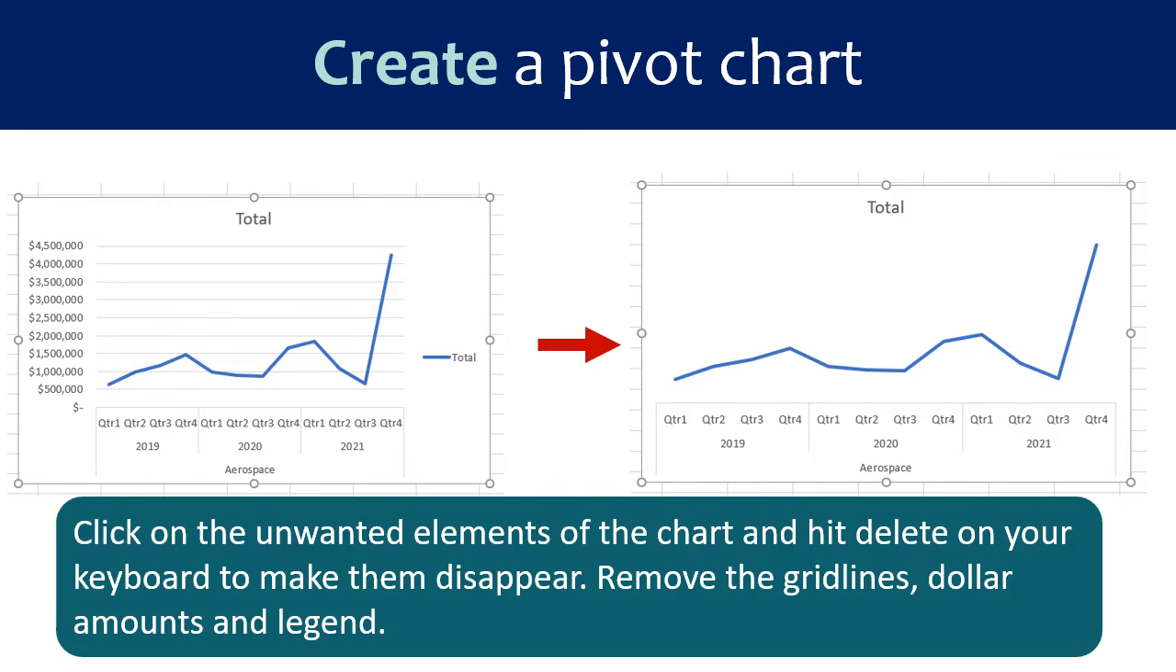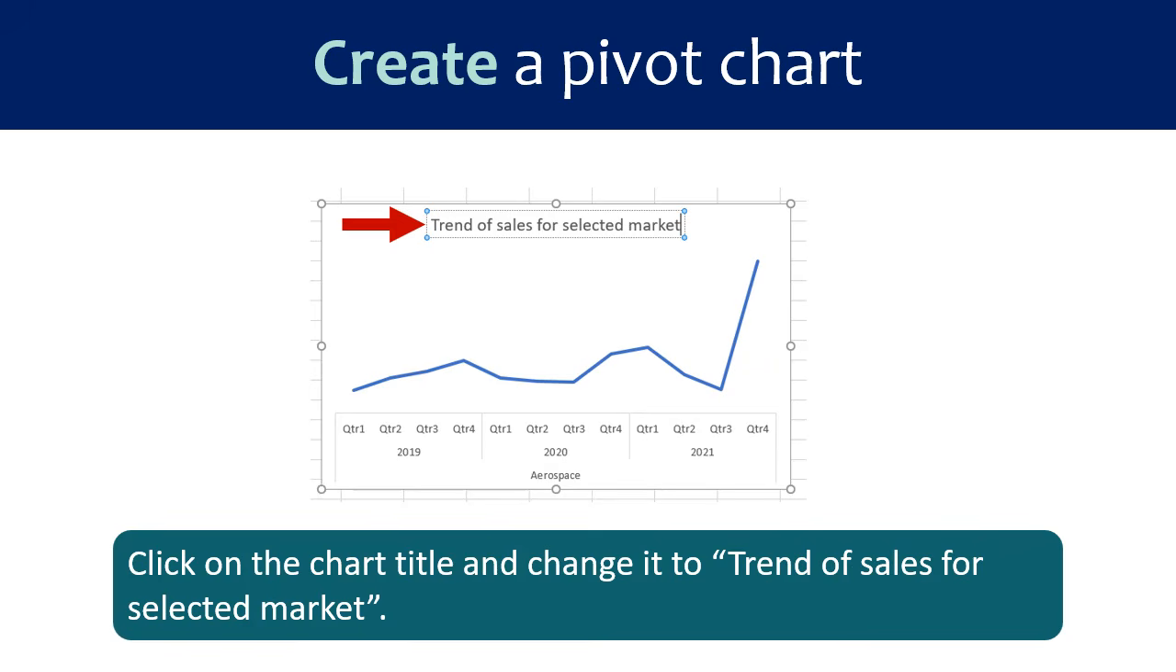To make the chart easier to read, we want to remove some of the elements. Click on the unwanted elements of the chart and hit Delete on your keyboard to make them disappear. Remove the grid lines, dollar amounts, and legend. Click on the chart title and change it to Trend of Sales for Selected Market.